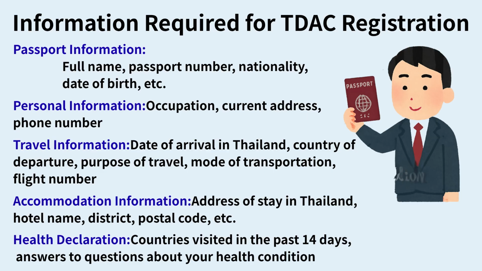When registering for TDAC, you will need to enter various types of information. First, your passport details, such as full name, passport number, nationality, and date of birth. Next, your personal information, including occupation, current address, and phone number. You will also be required to provide travel information, such as your date of arrival in Thailand, country of departure, purpose of travel, mode of transport, and flight number.